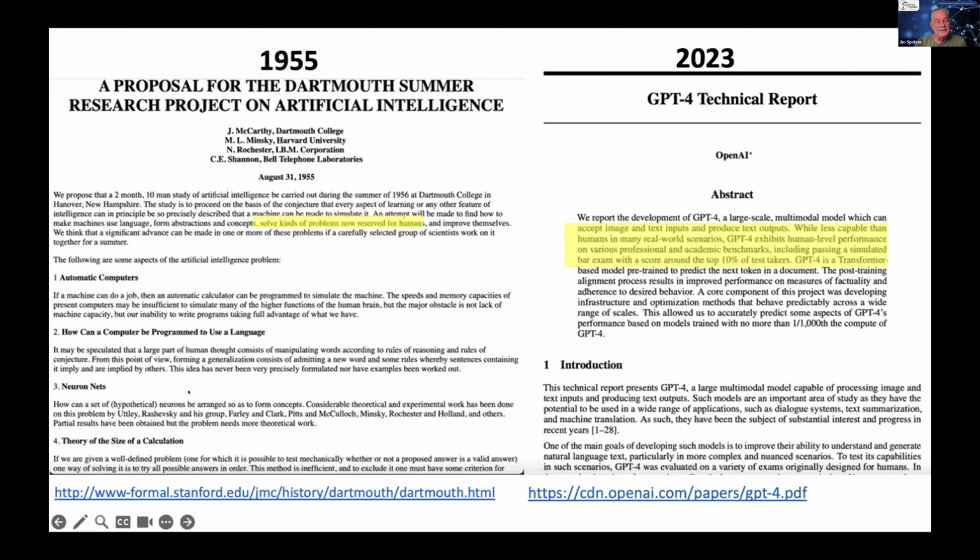And those 4 things, they thought they would make pretty good progress in just a few smart people together for a summer. But it wasn't until 2023 with OpenAI's GPT-4 technical release that I would say all of these goals were achieved. So if you look at what GPT-4 was able to do, all of the goals that they originally set out in that 1955 proposal were finally accomplished.